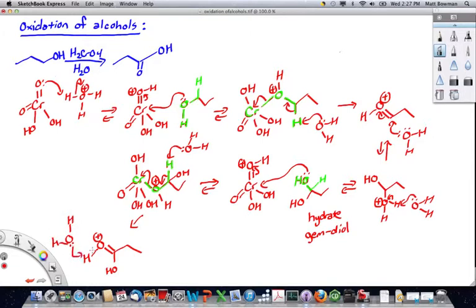Water, to finish up the mechanism, comes in, deprotonates the protonated carboxylic acid. That gives us the final product with the carboxylic acid.